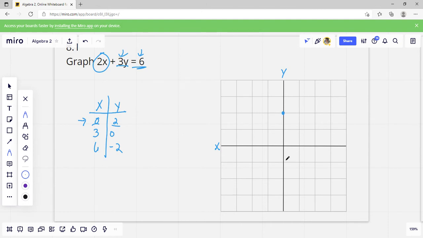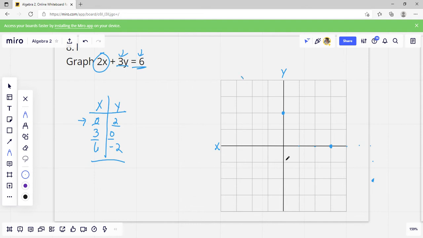Put that right there. My next point is going to be 3, 0. So on my x, I'm going to go over 1, 2, 3. And I'm not going to go up and down at all because it's 0. Then my last one is 6, negative 2. So I would need to go over 6. I don't have enough room. This would be 4, 5, 6, about right there. And then I would go down 1, 2, and I would be there.